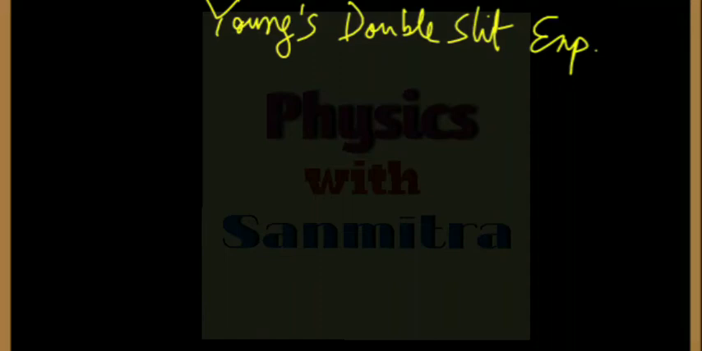I am Sanmitra Bhomik and today we are going to learn about Young's double slit experiment. This is lecture 2 of the wave optics series and let's see what we can find out. This is the interference topic which we are dealing with.